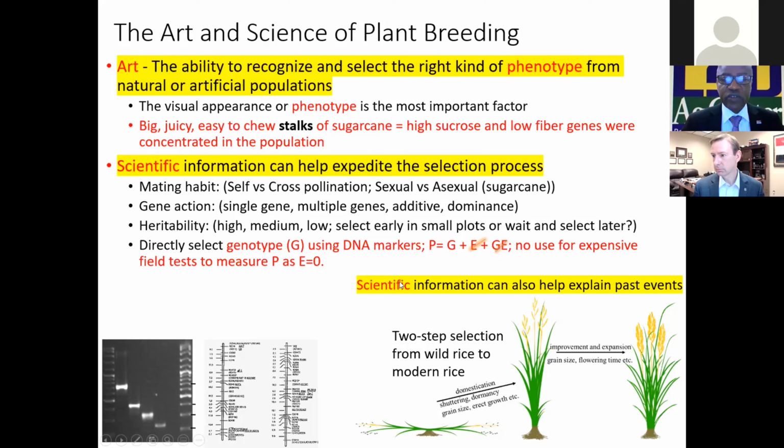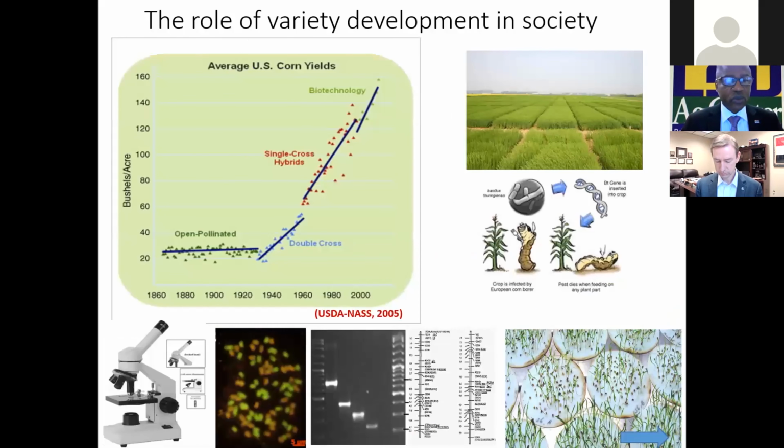We also use scientific knowledge to understand what happened in the past, like you see in this cartoon here, where we can see that the domestication of rice happened in 2 steps, where early man probably selected for the non-shattering gene and for erectness before selecting for grain size. And as if you don't believe me, I know I'm preaching to the choir, the power of genetics has also been used a lot in our modern crop species.